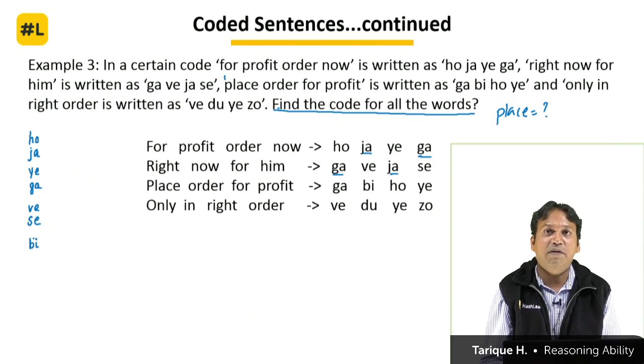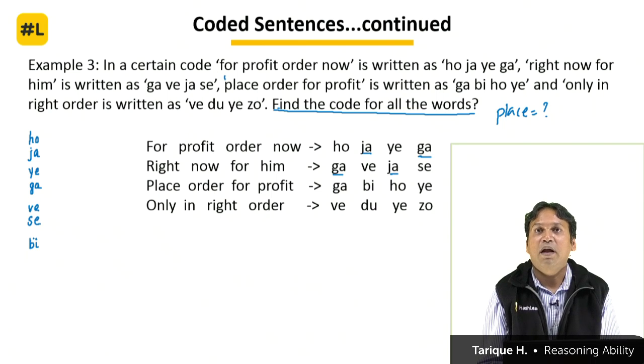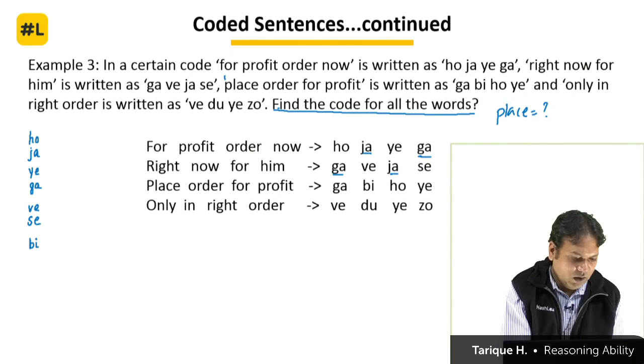So the third sentence gives us only one unique code. Now let us do the same thing for the fourth sentence. How many unique codes are there in the fourth sentence? You will see by observation that only 2 unique codes are there in the fourth sentence which are not there in the first, second and third sentence. Which are those codes? One is DU, do, and one is ZO.